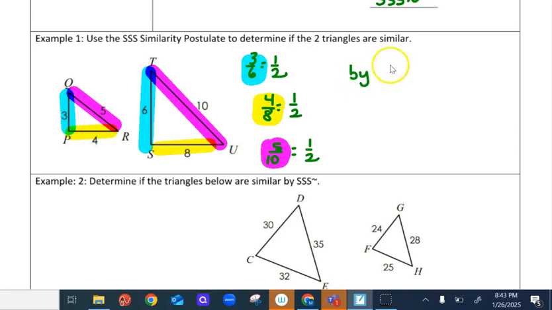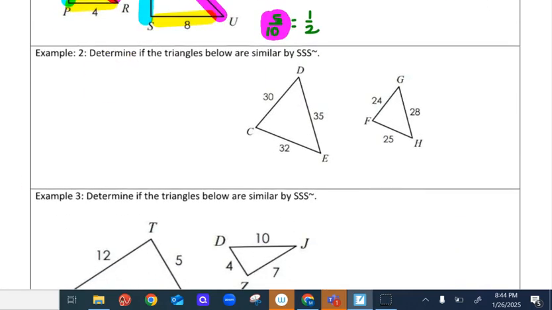So by the side-side-side similarity theorem, we can say that triangle QPR is similar to triangle TSU.